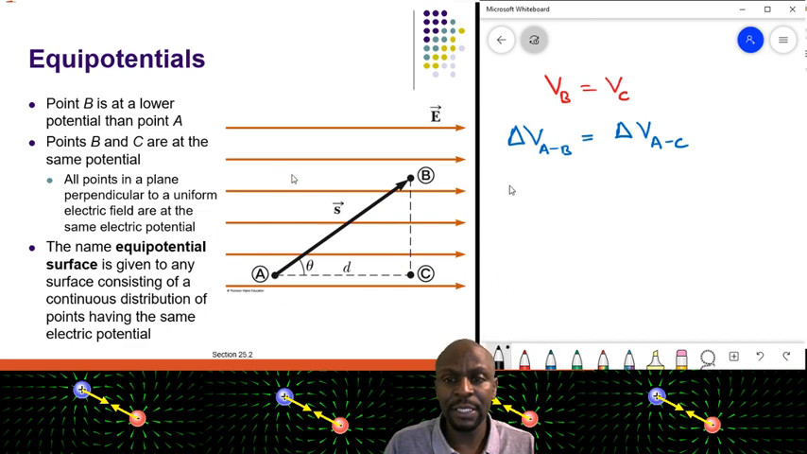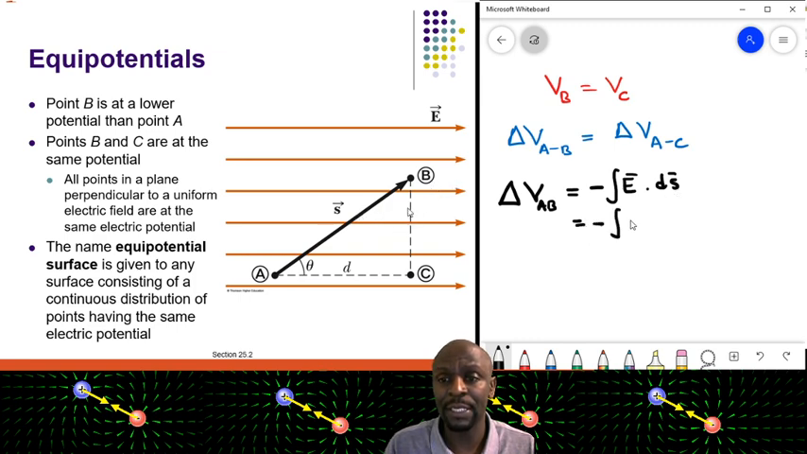In this case, the change in potential from A to B, let me write it in this fashion. We know from the equation that it must be the integral of E dot ds. This is the dot product of two vectors, which can be given as scalar quantities: the magnitude of E, the magnitude of ds, and the cosine of the angle between them. In this case, the cosine of the angle between E and ds moving from A to B is going to give us minus E times the integral of ds. The integral of ds is nothing else but s, the magnitude of that vector s.